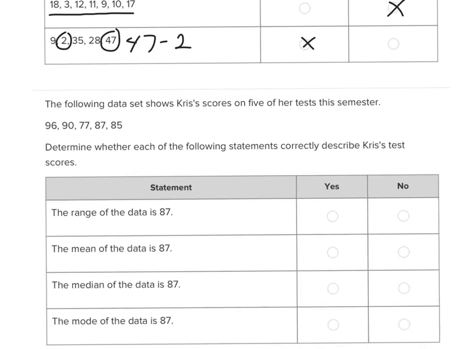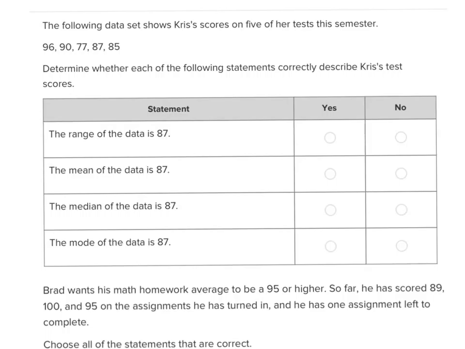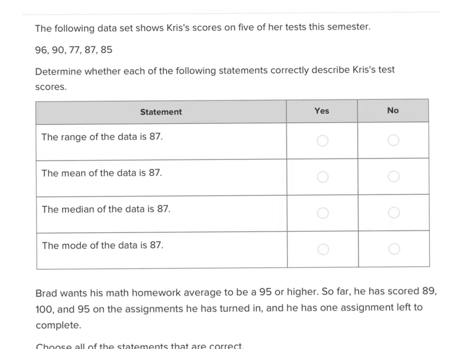Okay. The following data sets show Chris's scores on 5 of her tests this semester. Determine whether each of the following statements correctly describes Chris's test scores. All right. Is the range 87? So the range is going to be 96 minus 77.